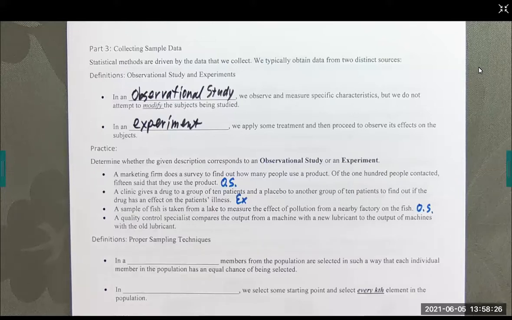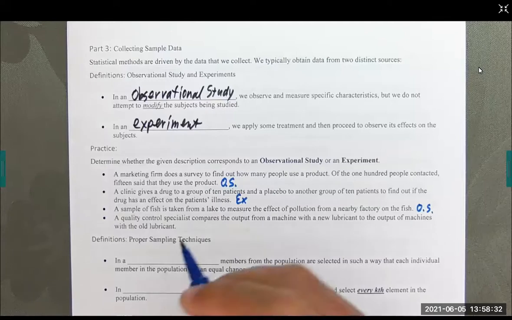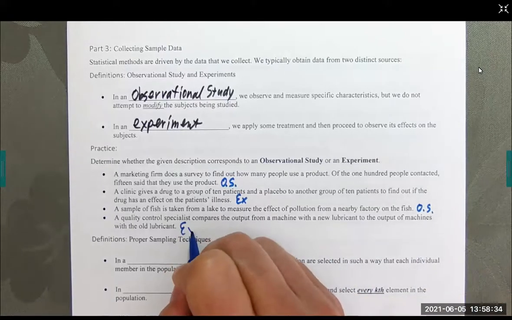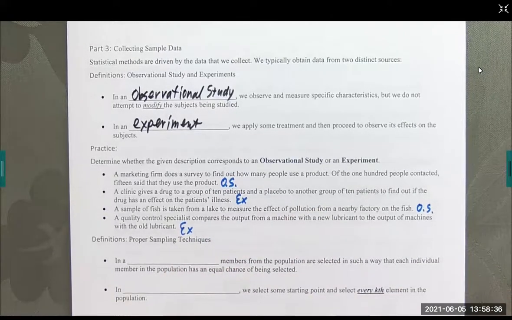A quality control specialist compares the output from a machine with a new lubricant to the output of a machine with the old lubricant. That is definitely an experiment. You're checking to see if the new is better, if the old is doing just as well or not.